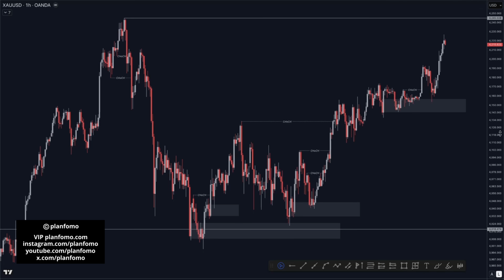And that is pretty much it. That was a quick masterclass of the break of structure, change of character, and the simple market structure understanding method.